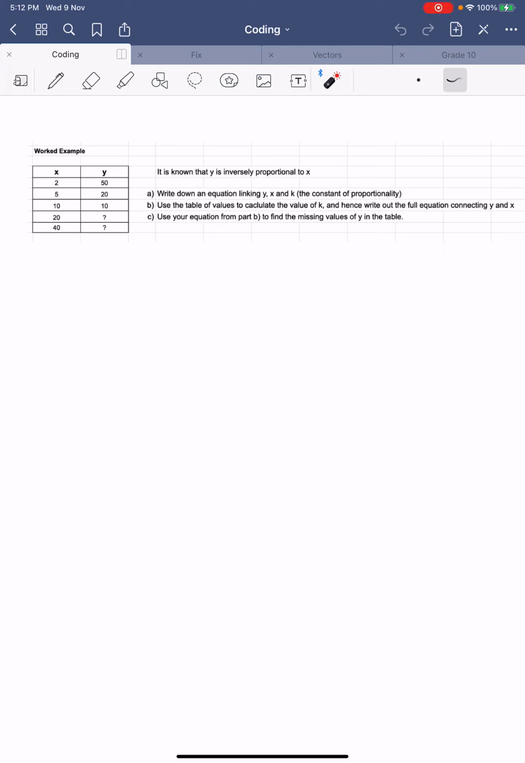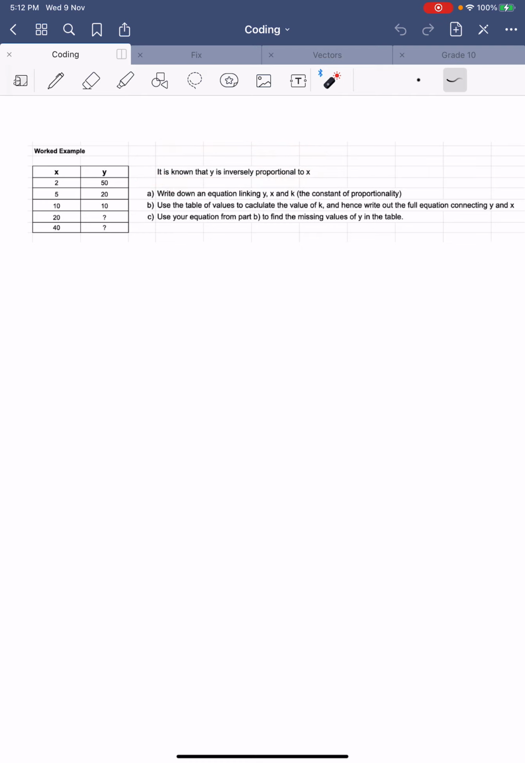Alright, so here's a video to help you with inverse proportion. What we see here is a table of values on the left hand side, and there's a connection between the x and the y values, and we've got to find the two missing y values here. But rather than guessing what the rule might be, the question gives us a clue. So it is known that y is inversely proportional to x.